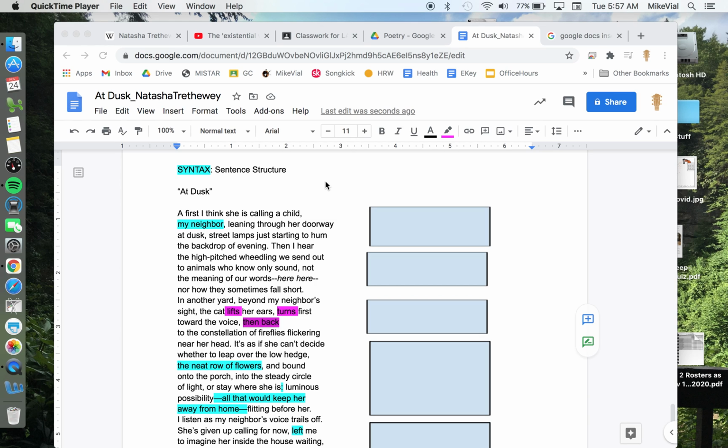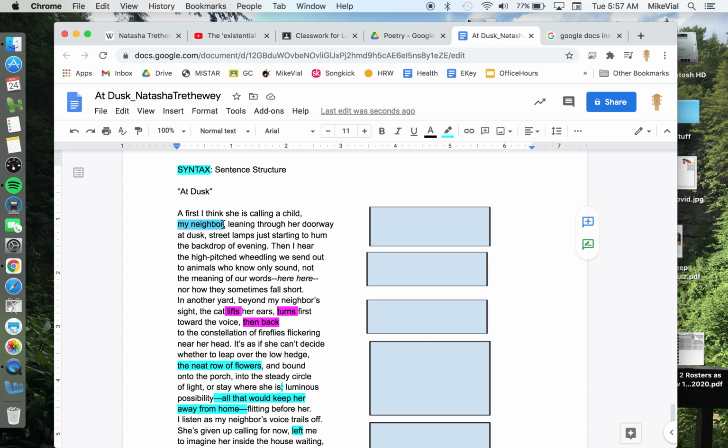Fourth reading of the poem, I'm now studying the way the poet has used sentence structure. Syntax is a fancy word for that, and in our class, anytime I highlight things blue in my lectures or in your writing, I'm often teaching you about your sentence structure. So the first thing I wanted to note is this little phrase here, my neighbor.